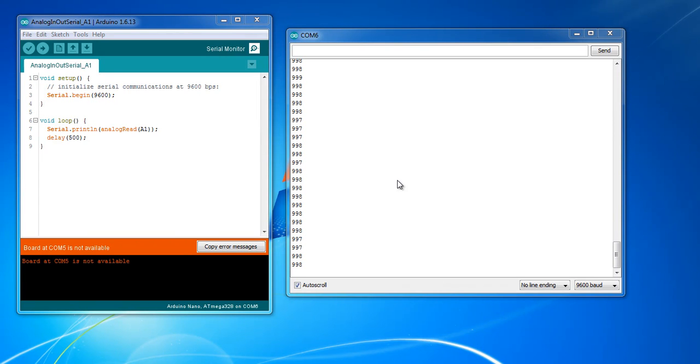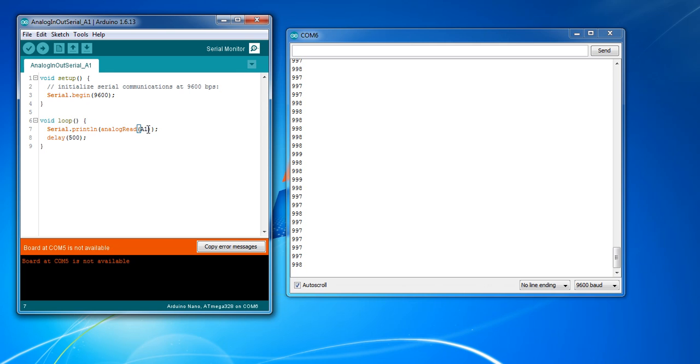Hello, this is Dr. Liu, and this video is about how to interpret the analog read values. As you can see on the left side of the screen, we have serial print and analog read A1. I have something else on A0, so I'm reading A1 instead. What's on A1 is a potentiometer.